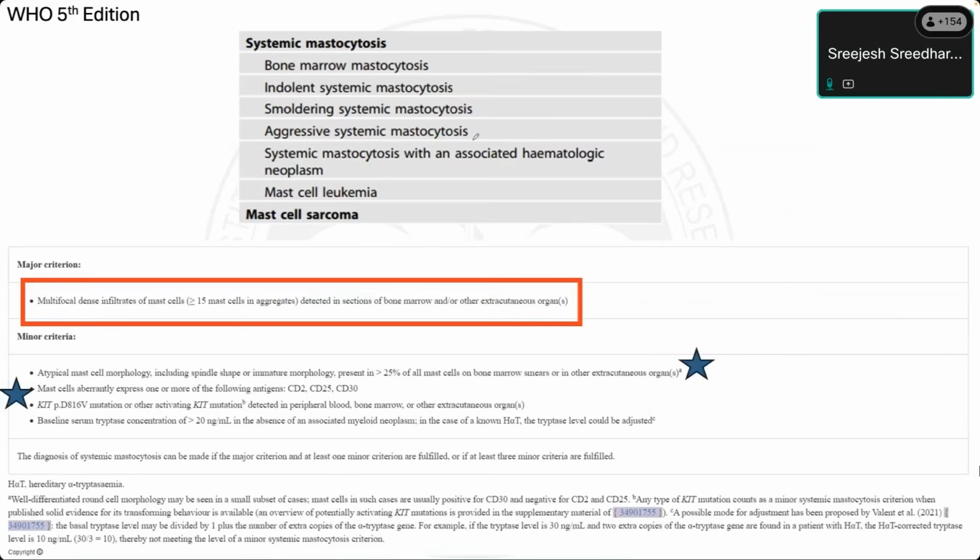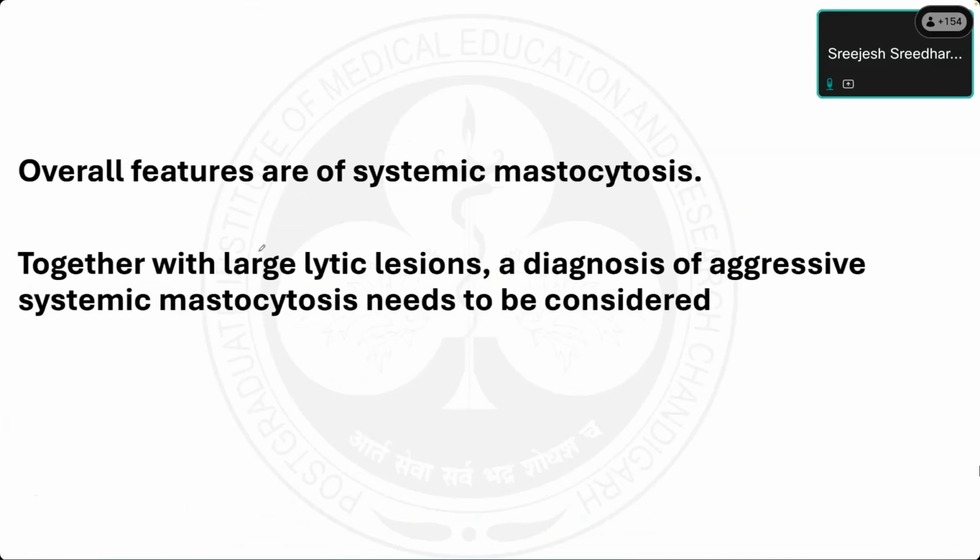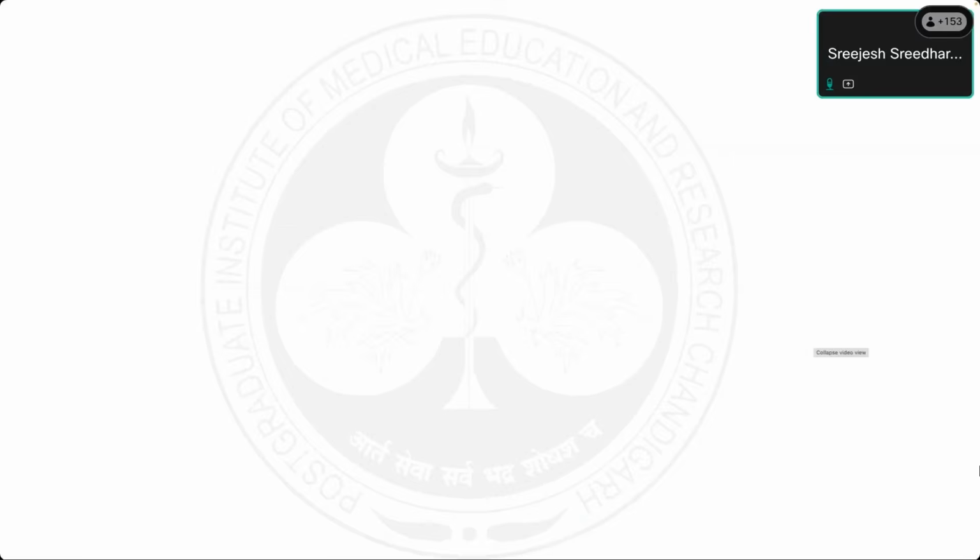So here, since there were multiple lytic lesions and there was mastocytosis in the bone marrow, we called it aggressive systemic mastocytosis. So this is a systematic way of how to diagnose systemic mastocytosis in bone marrow. If you have any doubt, you can ask. Any clarifications?